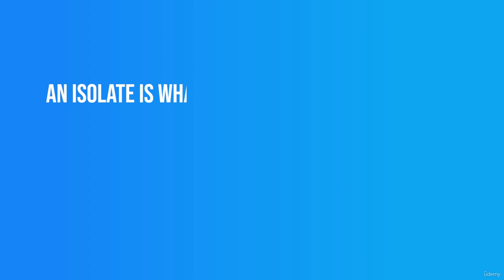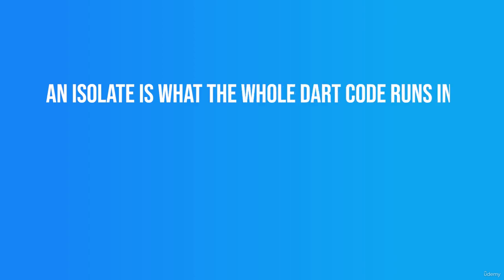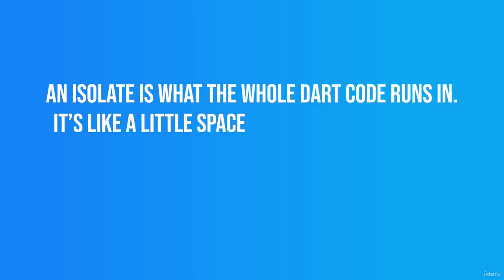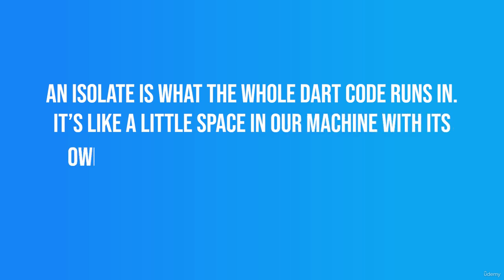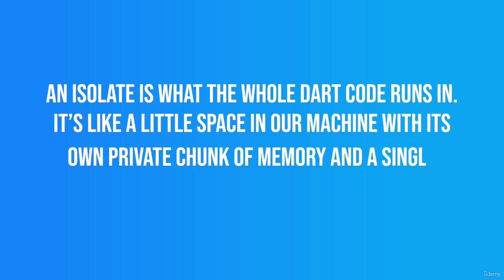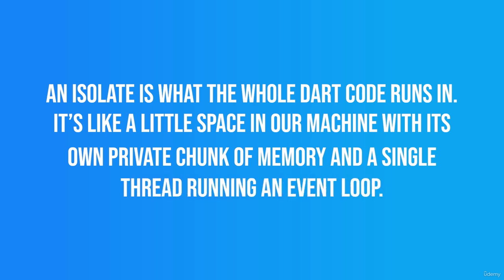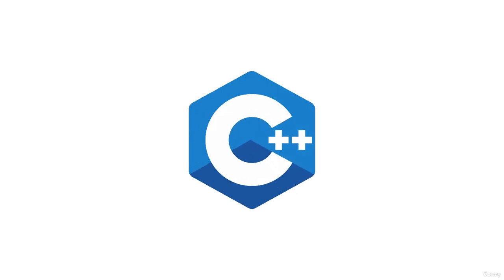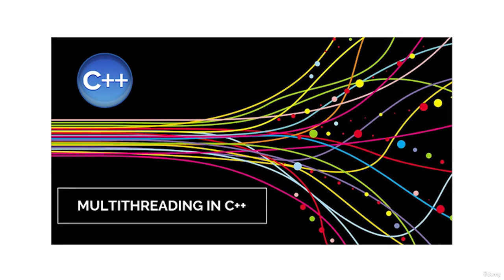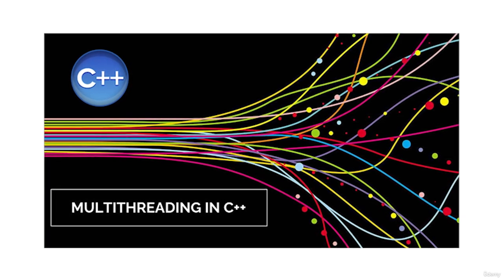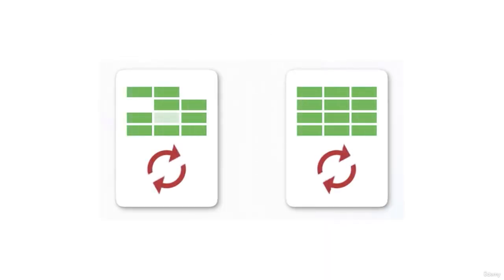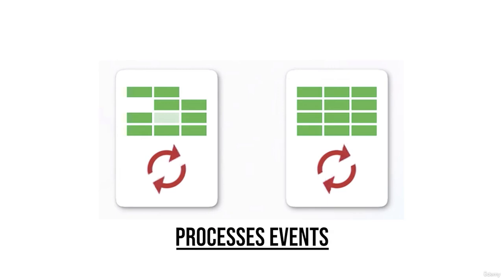An isolate is what the whole Dart code runs in. It's like a little space in our machine with its own private chunk of memory and a single thread running an event loop. In a lot of other languages like C++, we usually have multiple threads sharing the same memory and running whatever code they want. In Dart, though, each thread is in its own isolate with its own memory, and it just processes events.